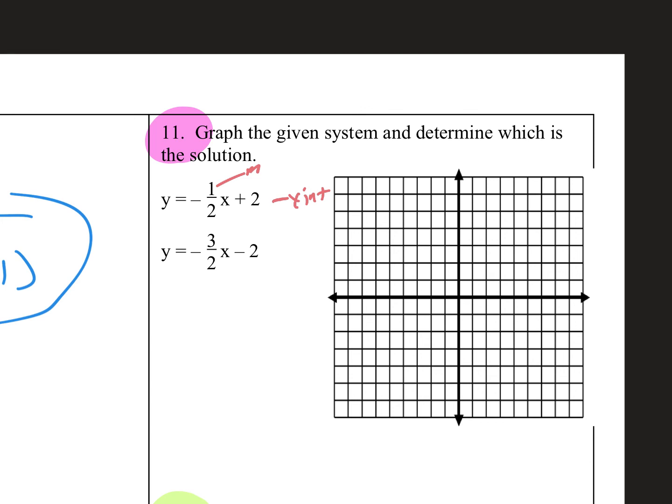So if they're parallel, you could automatically say no solution, right? Correct, but if it tells you to graph it, you need to put the graph. If there's a graph there, then put it on the graph. So guys, 1/2. I'm going to go down 1 and over 2 this way. Why did I go down and to the right? It's negative. Isn't the whole thing negative?